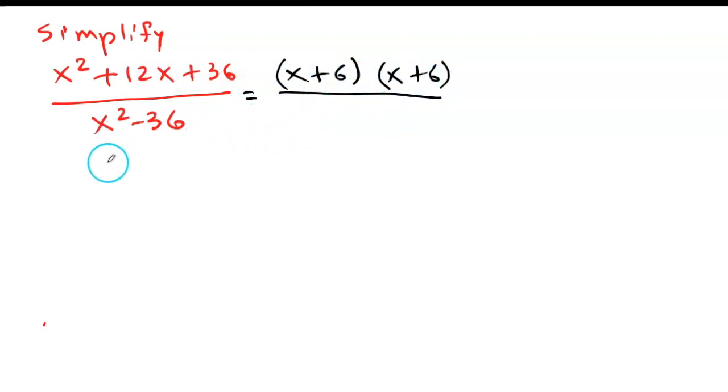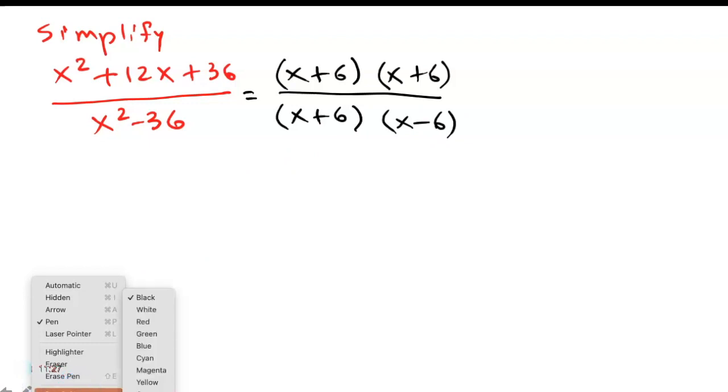Alright, on the bottom, I have a difference of squares. Two factors, the x squared breaks into x and x, a plus and a minus, the square root of 36 is 6, and 6. Factor everything. You see that I can cancel, right? Before I do that, I go back and I do my restrictions. Alright, so let's do the restrictions in red.